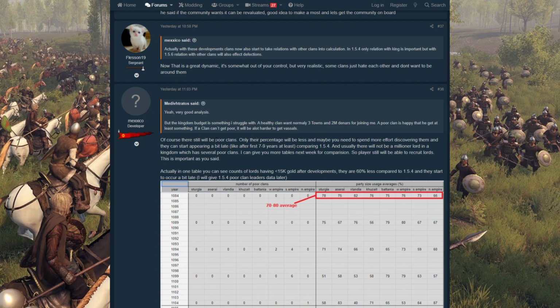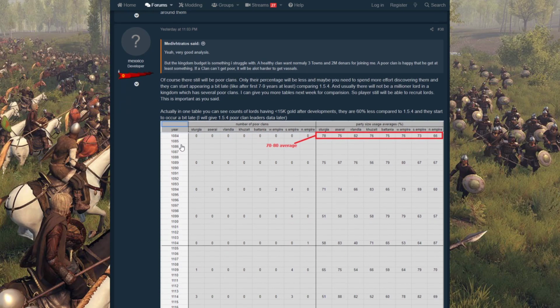Of course, there will still be poor clans. Only their percentage will be less, and maybe you need to spend more effort discovering them, and they can start appearing a bit late, like after 7 to 9 years at least, comparing 1.5.4, and usually there will be a millionaire lord in a kingdom which has several poor clans. I can give you more tables next week for comparison, so player will be able to recruit lords. This is important as you said.